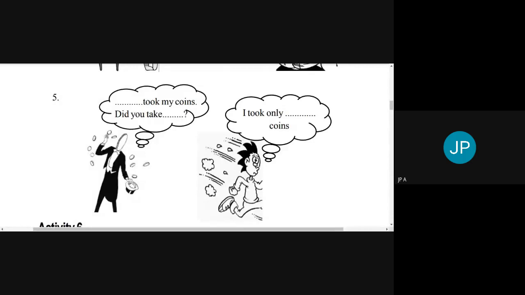So the response, he says, I took only dash coins. The coins are countable ones. So we have to use countable determiners. Very good. Yes, a few is the suitable response here because that is the countable determiner that we have in the list. I took only a few coins. So this is why we use a few, because it is countable. With countable things we use a few, and with uncountable we use a little.